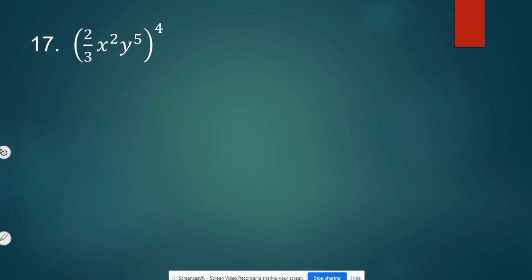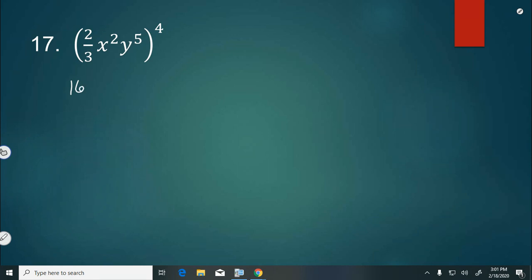Number 17, so 2/3 to the 4th is 2 times 2 times 2 times 2, which is 16. And 3 to the 4th, we did before, was 81. X squared to the 4th, I multiply the exponents, I get x to the 8th. Y to the 5th to the 4th, we do 5 times 4, we get 20. So my simplified answer is 16/81, x to the 8th, y to the 20th.